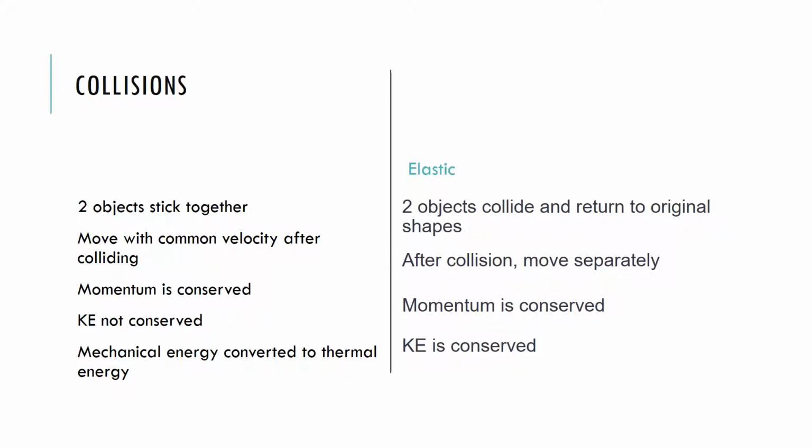All right, we have a chart here. You can go ahead and fill it in on your paper. With inelastic and elastic, with inelastic, two objects stick together. With elastic, they collide and then return to the original shape. With inelastic, they move with a common velocity after colliding, but with the elastic, they move in separate directions. In both of them, momentum is conserved. With inelastic, kinetic energy is not conserved, but with elastic it is. And then you have one more, mechanical energy converted to thermal energy. With inelastic, you're going to have a blank spot on your paper for the other one.